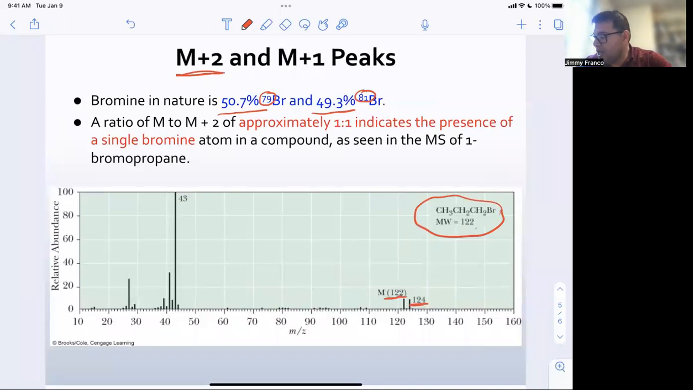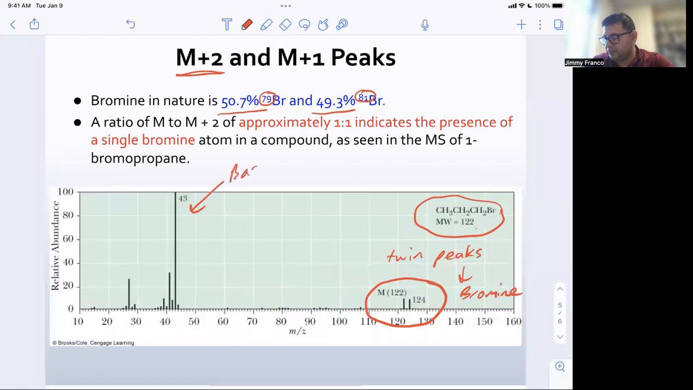So it adds 2. And what you should see from this is even though these peaks are little, you see how they're about the same height? When you see these twin peaks, it should tell you that there's a bromine. So we're going to have a bromine in our molecule. And if you remember, this is my base peak. I think if we add these up, what we probably see is that we got this base peak by losing the bromine. That bromine fell off and we got that peak.